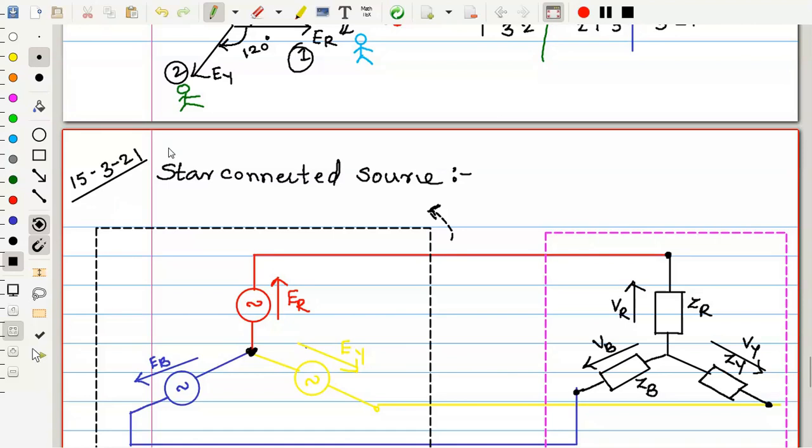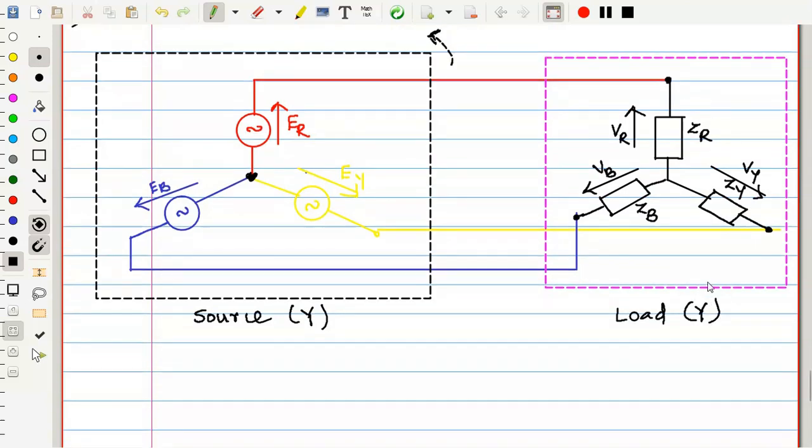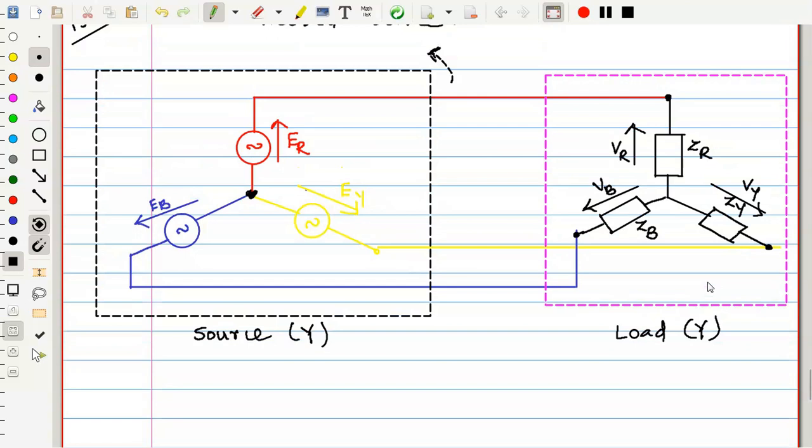We are considering a star connected source, that is obvious. So we said in the last session itself, this is a source which is connected in star fashion or Y fashion. This is the load, which is also star connected. I am considering as of now both are star connected: load is star connected, source is star connected.